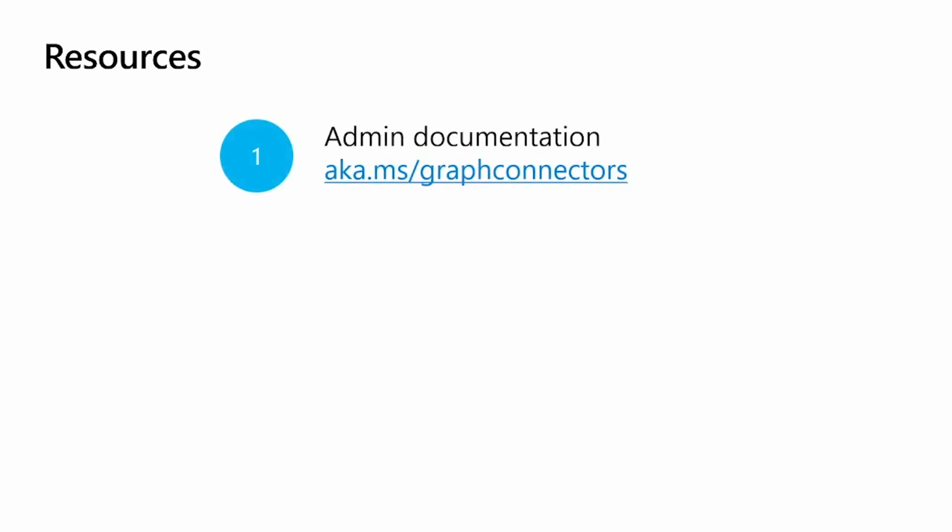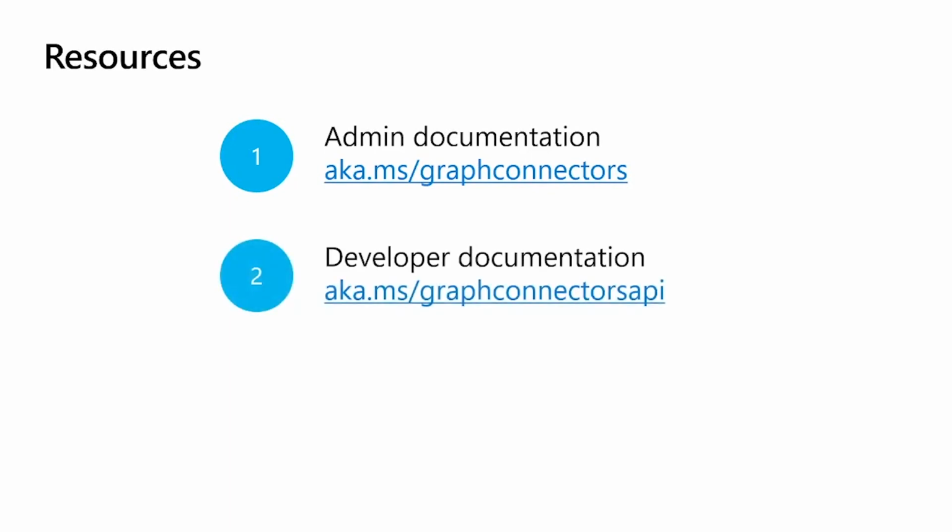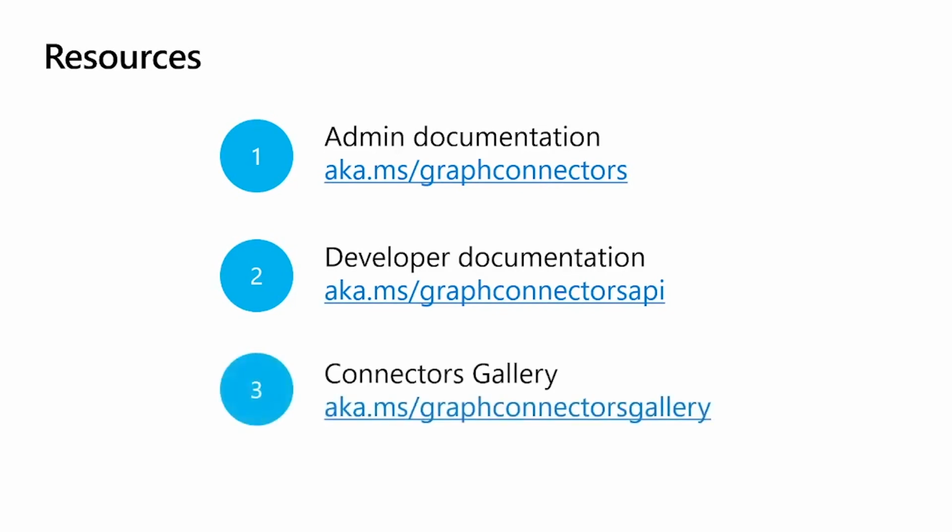Here are some resources that should be useful to you if you decide to explore graph connectors further. You can visit our admin documentation site to learn about how to set up and configure connectors. You can visit our developer documentation site to see our Getting Started guide, sample code, API reference docs, and Postman collection. Finally, you will find all the graph connectors available in our ecosystem from the connectors gallery.